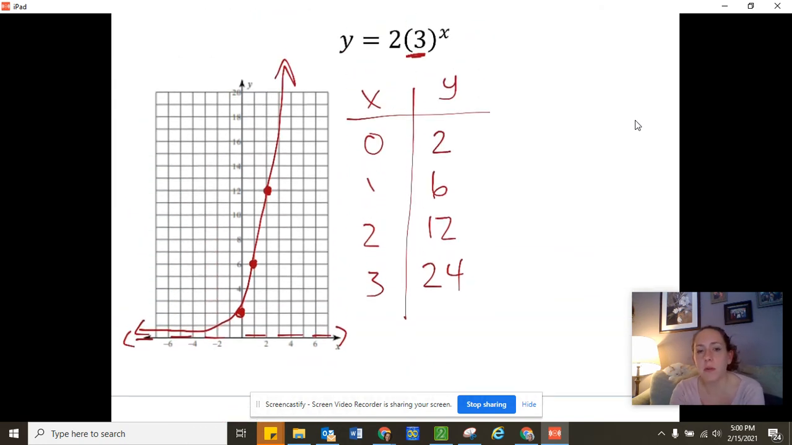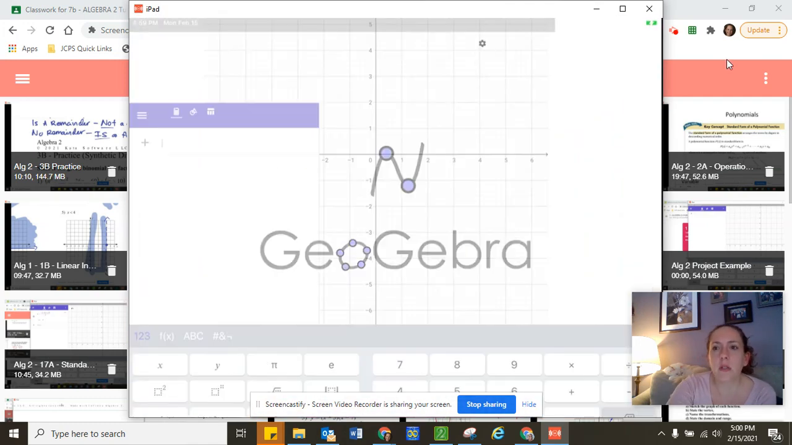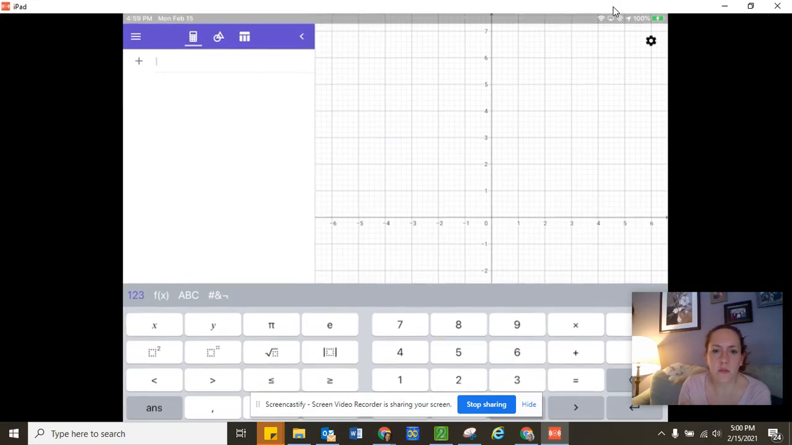Also, if you have trouble with doing this, because especially with decay, sometimes you have to go backwards, you can always go to GeoGebra or Desmos, and you can type in y equals 3 times 2. And then the exponent button is the little box with the box above it. I don't know if you can see what I hit. And then put your x up there.